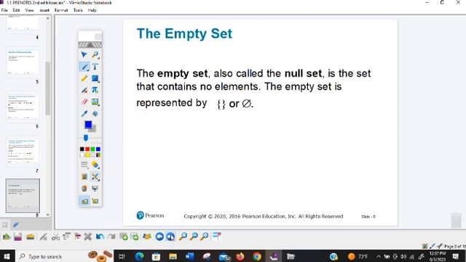Another example. Empty set comes up next. It's also called null set, okay? And we either use empty brackets or we use this circle with a line through it. That's how we represent empty set.